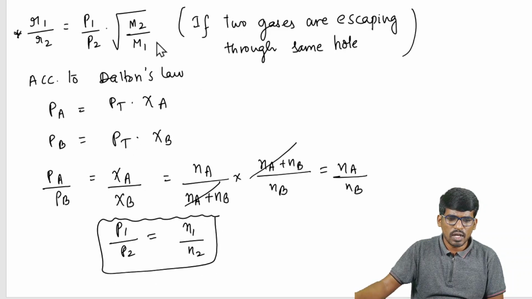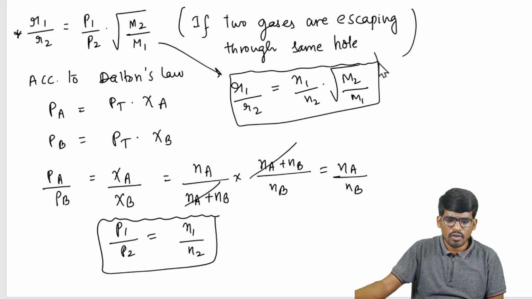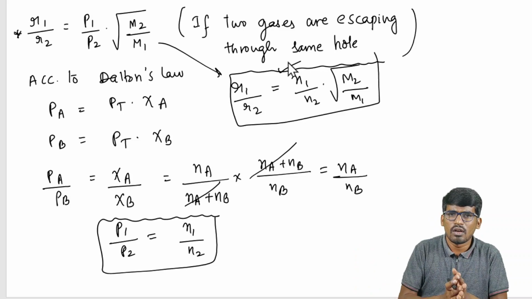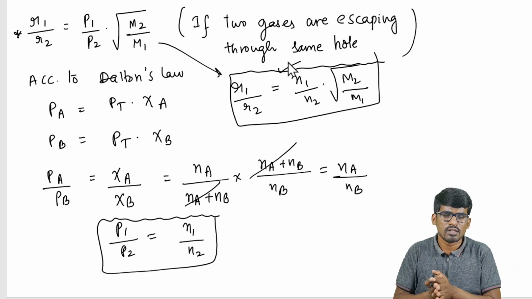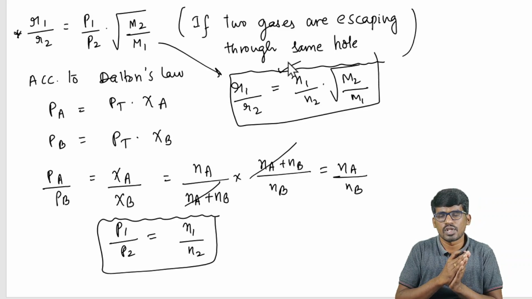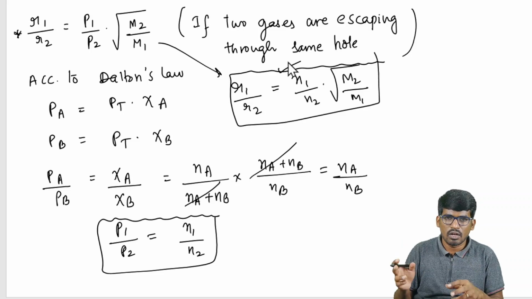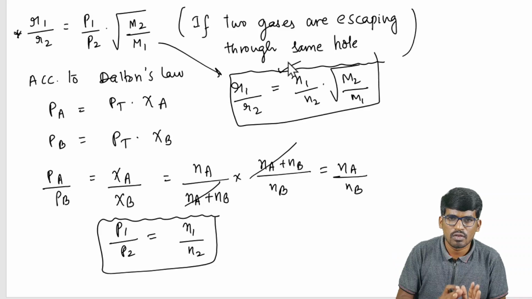Isn't it? So you can substitute in this formula. R1 by R2, which is in turn equal to N1 upon N2 into root over M2 upon M1. It is also another formula that can be given, right? In such a way, all of these formulae you have to remember carefully to solve the numericals based on Graham's law of diffusion. So all the gas laws are completed, like Boyle's law, Charles' law, Avogadro's law, Gay-Lussac's law, Dalton's law, and in this session, Graham's law also is completed.